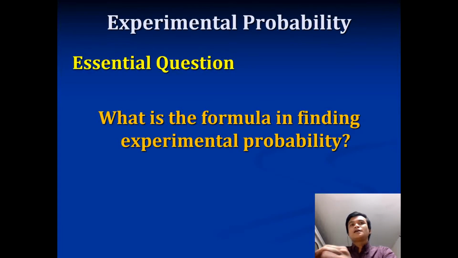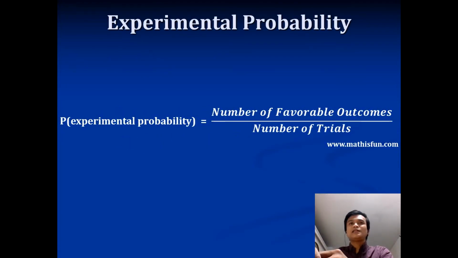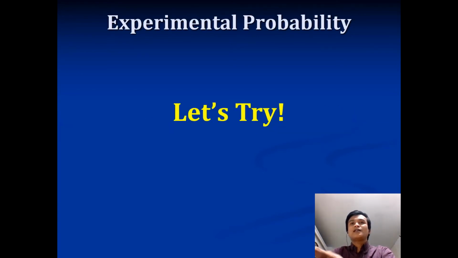Okay, what is the formula in finding experimental probability? So the formula in finding experimental probability is again number of favorable outcomes all over the number of trials. Okay, let's try to solve this.